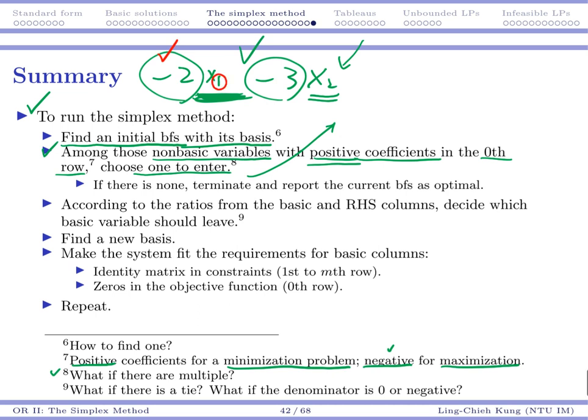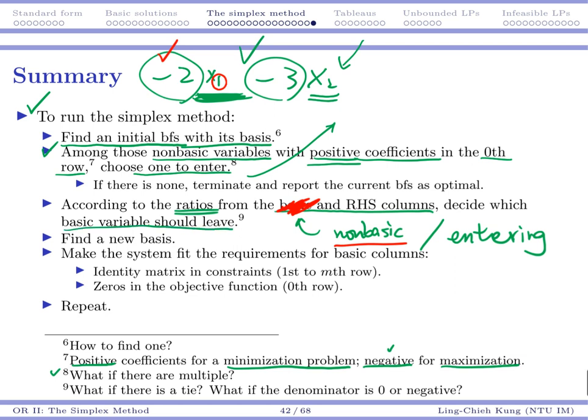So after we do that, we need to do some kind of ratio test from the basic and the right-hand side columns. Actually what we are talking about is the column for the entering non-basic variable. So we have one entering variable, which is typically non-basic. For that non-basic column and the right-hand side column, we would do the ratio test to determine which basic variable should leave.